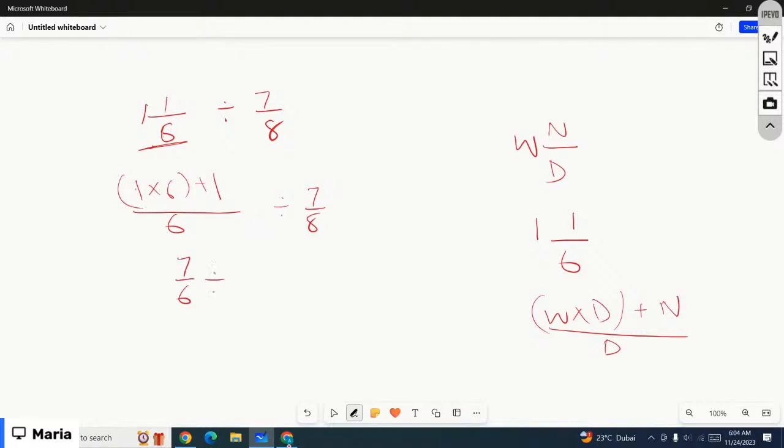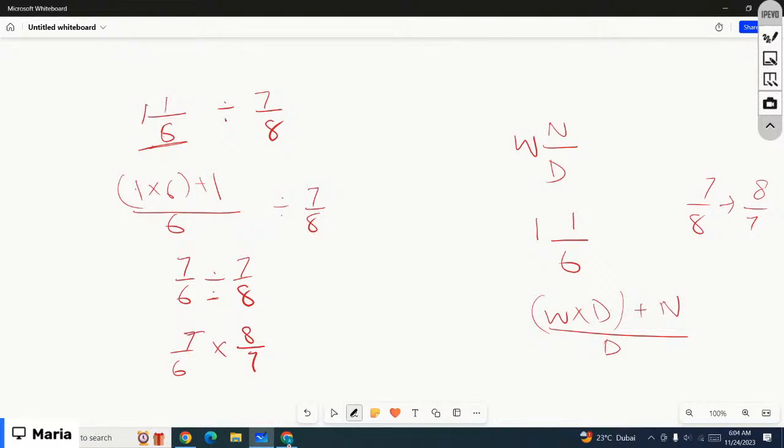7 over 6 divided by 7 over 8. Now, this is the lesson we did in the last session from the same chapter. You simply have to replace this division sign with multiplication and take the reciprocal of the term after it. The reciprocal of 7 over 8 is 8 over 7. You have to interchange numerator and denominator. So that is 8 over 7.